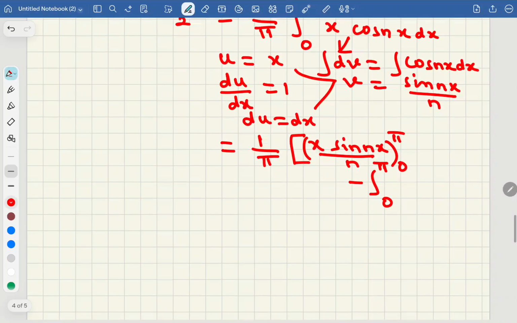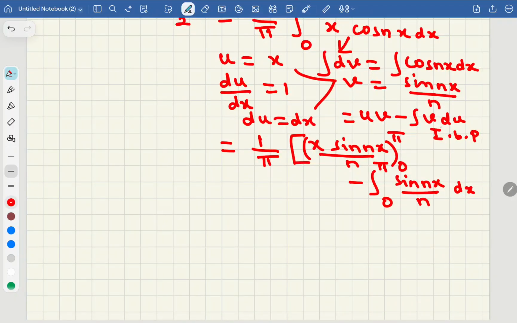What is v? Sin nx by n into du dx. Here I am applying uv minus integral v du. This is nothing but integration by parts.